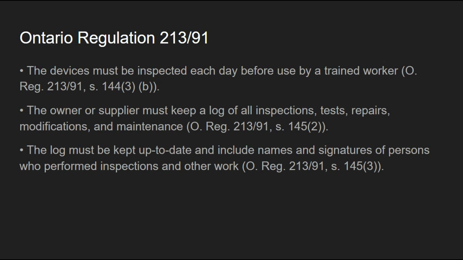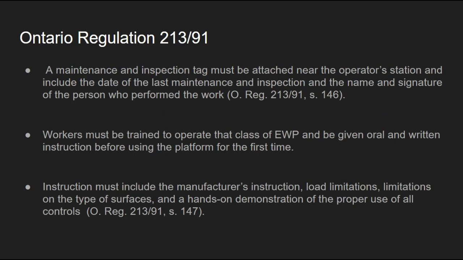The owner and the supplier must keep a log of all these inspections, tests, repairs, any modifications made to the machine, and the maintenance being done. We do this through our ProWeb app. The log has got to be kept up to date, and it's got to include the names and the signatures of who did the work. Before you use the machine, you want to make sure that a maintenance and an inspection has been done.